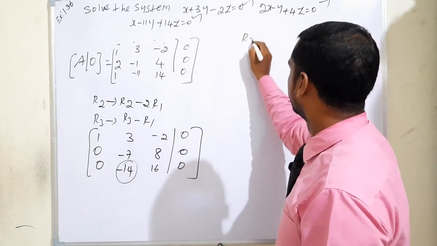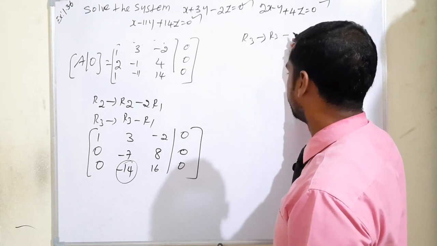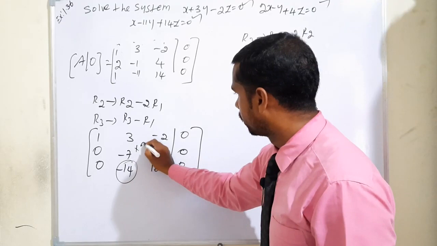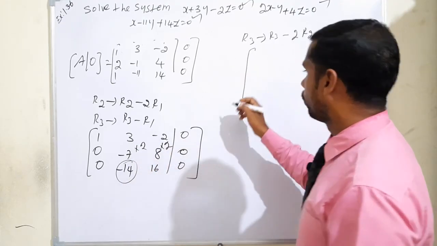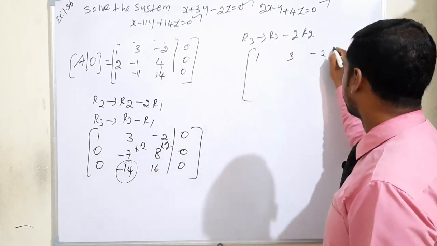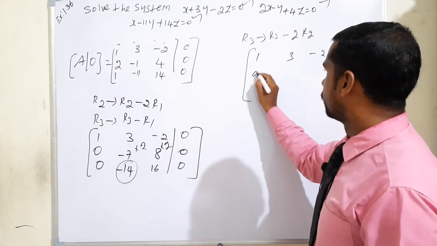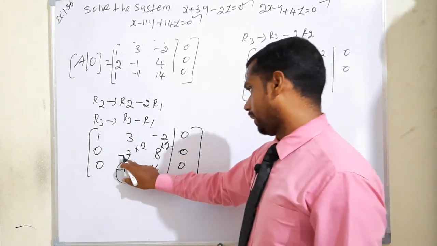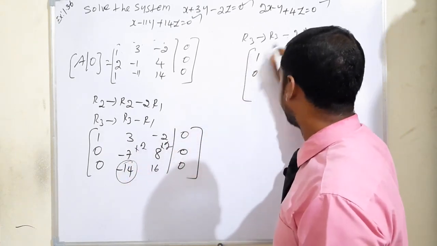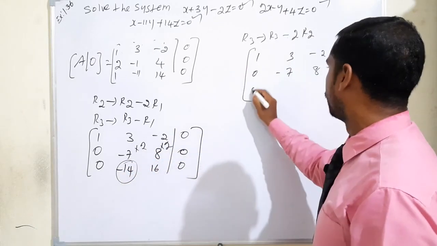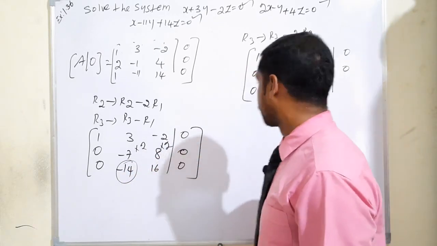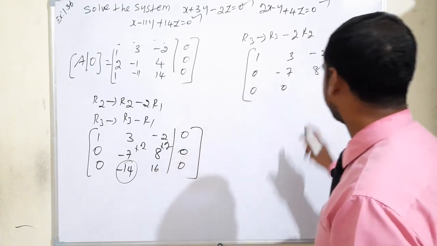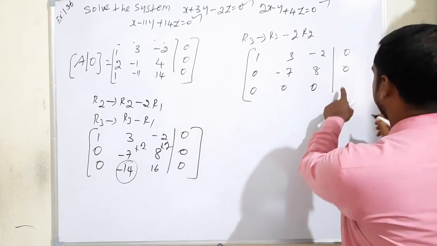What we have to do? R3 gives R3 minus 2 into R2, isn't it? So 2 into R2 means multiply by 2. R1 and R2 as it is: 1 3 minus 2 0, 0 minus 7 positive 8 0. Minus 7 into 2 is minus 14, here common minus, so plus 14 will come. Minus 14 plus 14 means 0. There 8 into 2 is 16, so minus 16, isn't it? So minus 16 minus 16, definitely there is also 0. So next condition, here also 0.